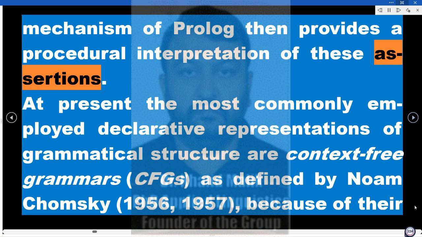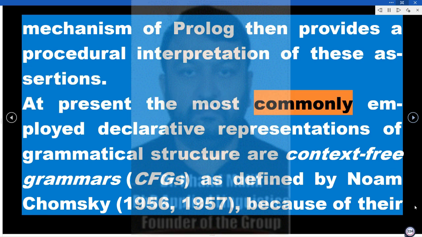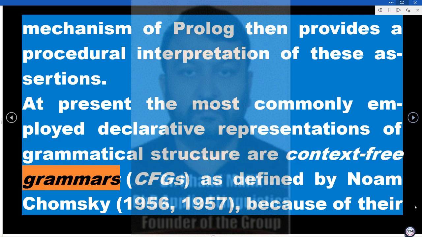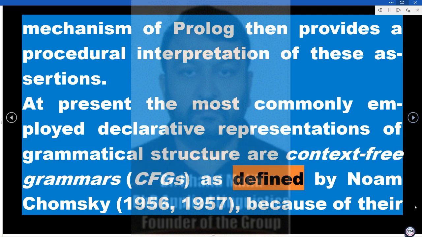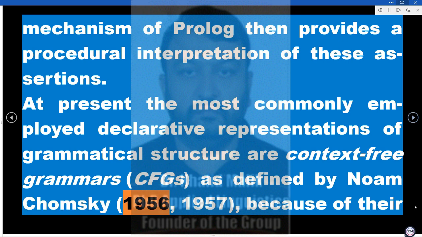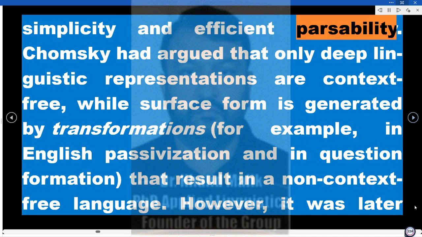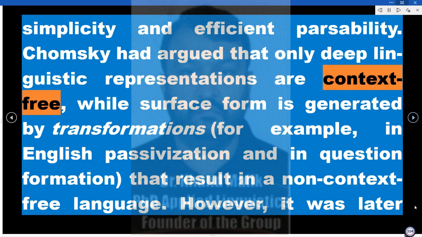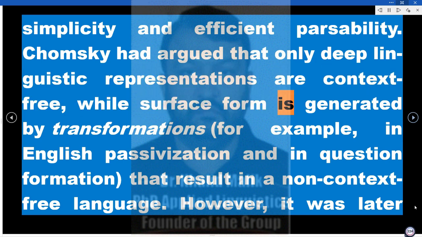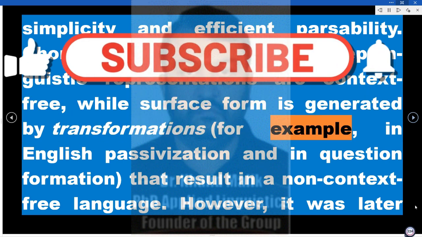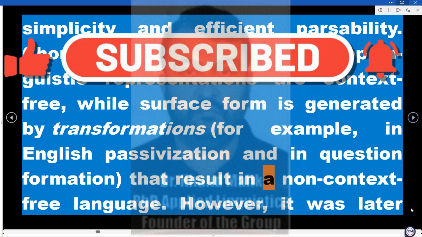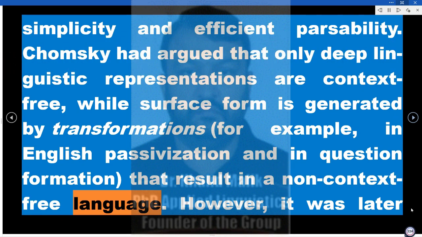At present, the most commonly employed declarative representations of grammatical structure are context-free grammars, CFGs, as defined by Noam Chomsky, 1956-1957, because of their simplicity and efficient parsability. Chomsky had argued that only deep linguistic representations are context-free, while surface form is generated by transformations, for example, in English passivization and in question formation, that result in a non-context-free language.